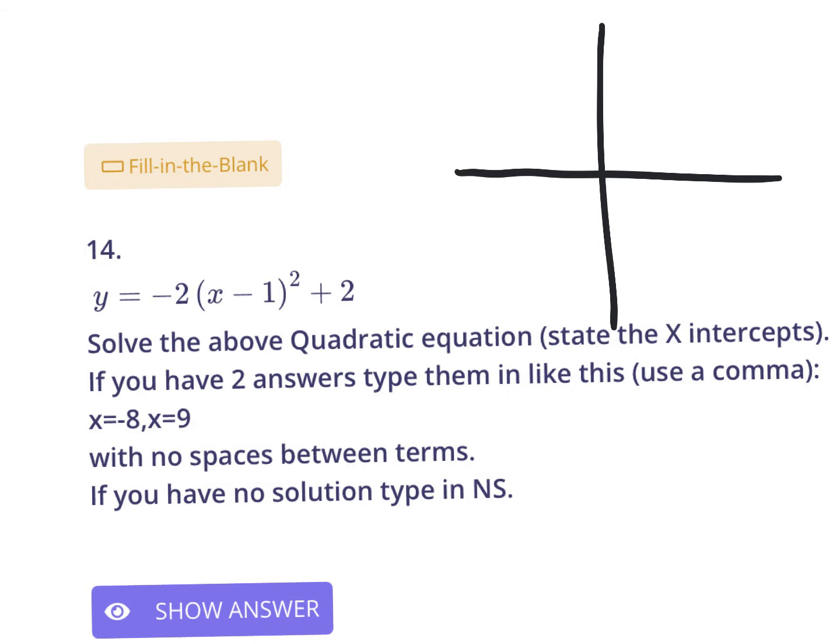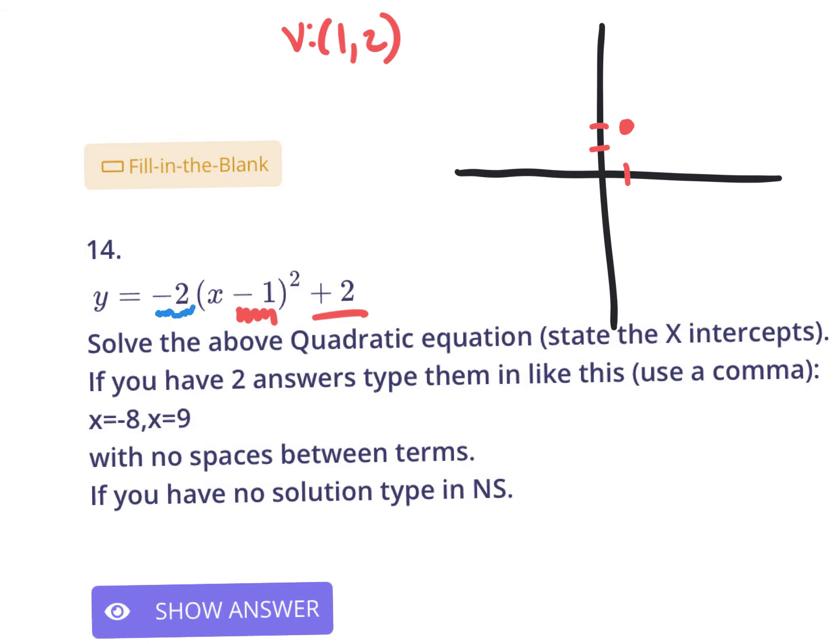What do we know? That the vertex is, think opposite on h, take k for what it is. So the vertex is 1, 2. So let's go to 1, 2. 1 on the x, 2 on the y. Here's the vertex. Now, does this open up or down? It opens down because the a value is negative, and it's also 2.